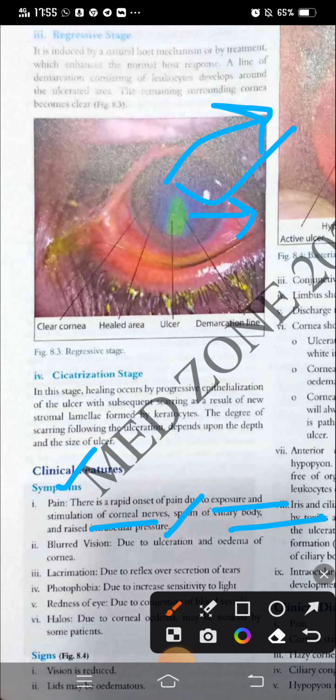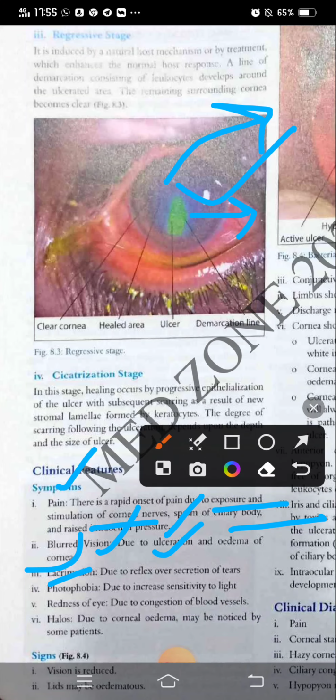And as you know, the cornea is the only area from where light passes and it is involved in our vision. So whenever there is any defect, the patient presents with blurred vision. Lacrimation can also occur because the cornea is supported in front just by the tear film. Whenever there is any defect, that tear film would be destroyed. So there would be reflex oversecretion of tears, due to which lacrimation occurs. A photophobic patient can also come. Redness of the eye occurs, and halos can also be seen due to corneal edema.